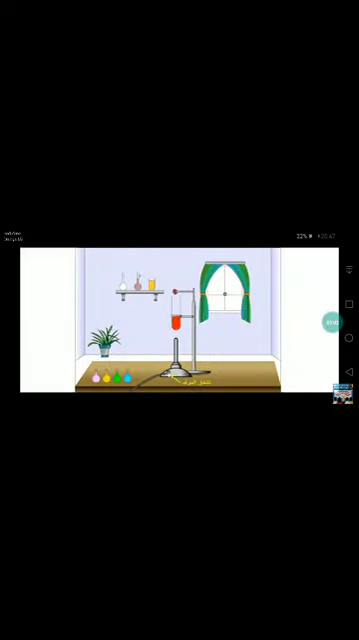As you can see here, this is red mercuric oxide. By heating, it changes into what? It changes into silver color. As you can see, the silver color indicates the formation of mercury. So we can say that HgO, which is mercuric oxide, decomposes into Hg, which is silver, and what? Oxygen gas.